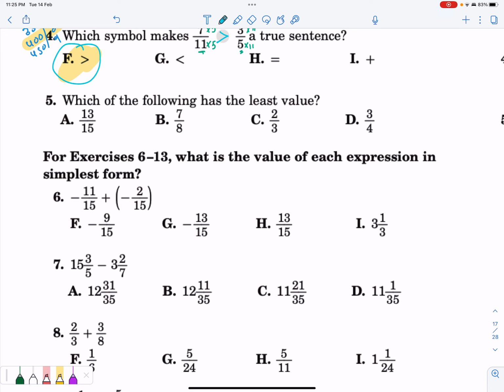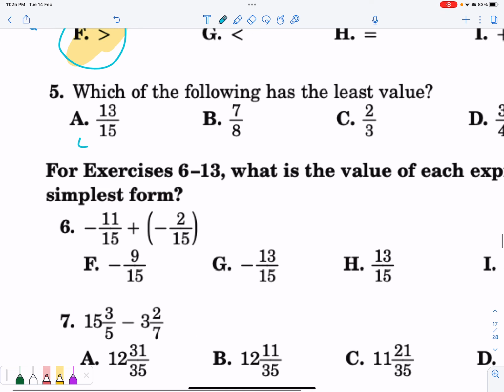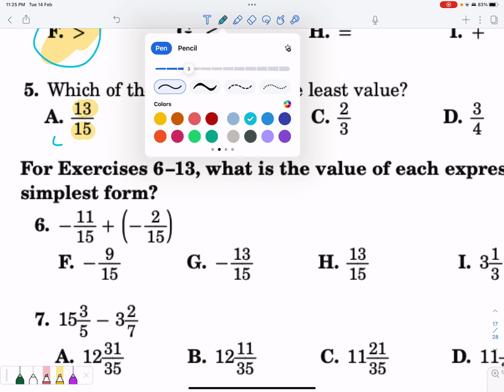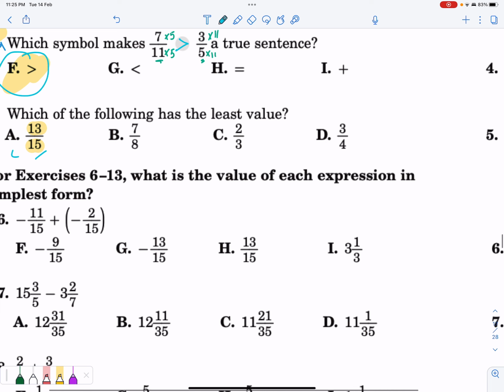For example, answer A, 13 out of 15. This fraction means that you have 13 shaded parts out of 15. So this is a lot of shaded parts, right? You just have 2 small parts that are not shaded. So this seems to me that it is a big fraction, okay? Let's try B. B is 7 out of 8. This means that you have 7 parts shaded out of 8. So you have 8 small parts. 7 of them are shaded, okay?